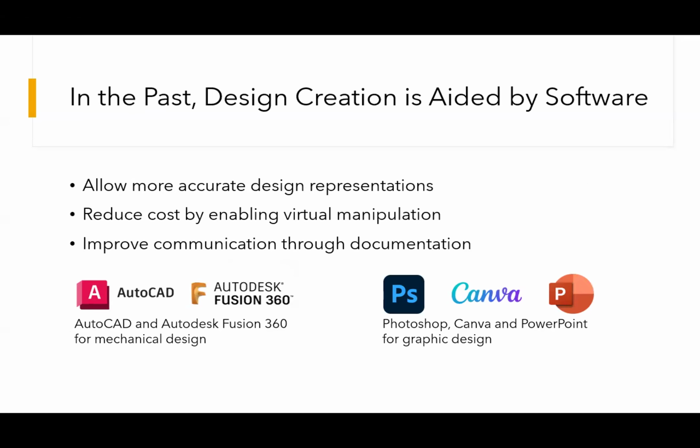Design creation is actually very difficult because it costs a lot of time, and it also requires many years of training to become a professional designer. So in the past, we have had many software and tools to help us create designs. For example, in mechanical design, we have AutoCAD and Autodesk. And in graphic design, we have Photoshop, Canva, and PowerPoint. With these tools, design creation has changed a lot. Firstly, we can have more accurate and precise design applications. With virtual manipulation from these tools, we can reduce cost. And this software also provides good documentation, which improves communication and knowledge sharing.